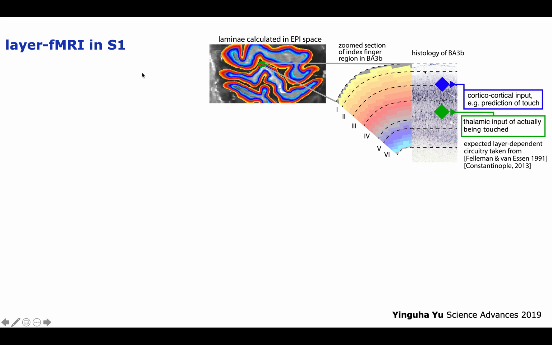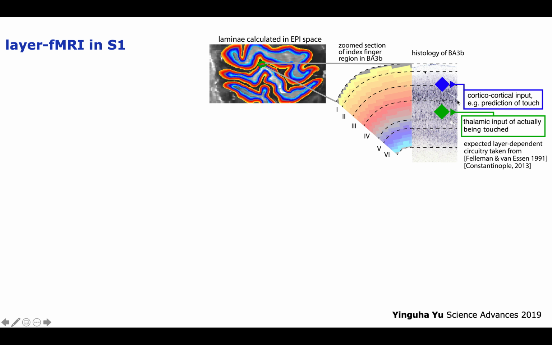Other things that you might be able to do with non-BOLD layer-dependent fMRI is a study conducted here in the primary sensory cortex with respect to predictive coding. So in this primary sensory cortex, we expect very similar canonical microcircuits as in the default mode network, in the sense that thalamic input is mostly expected to come in at the middle layers, whereas the cortical feedback is mostly coming from upper and deeper layers.